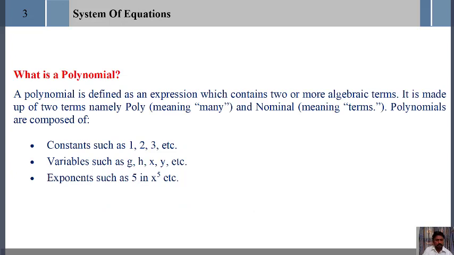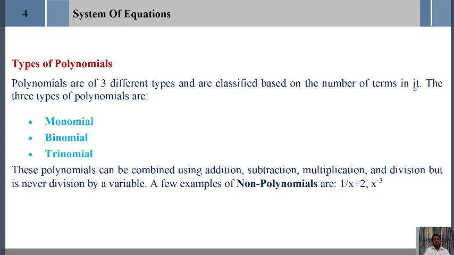See, what is polynomial? A polynomial is defined as an expression which contains two or more algebraic terms. It is made up of two terms, namely poly and nominal. So polynomials are composed of constants such as 1, 2, 3, etc., variables such as g, h, x, y, etc., and exponents such as x to the power 5, x to the power 6, x power 10, y power 6, like that. And how many types of polynomials are there?